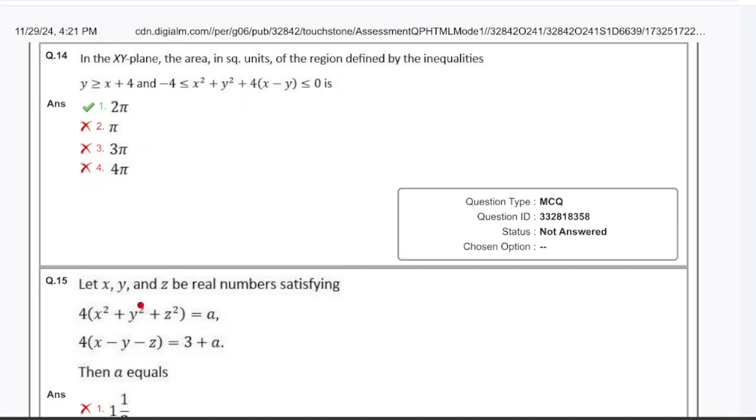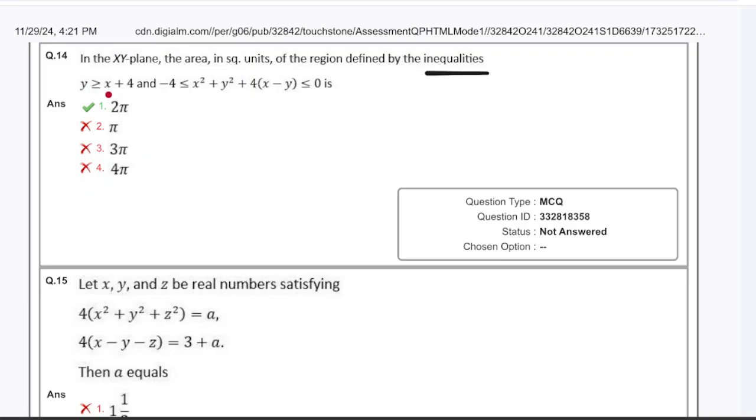CAT 2024 Slot 1 Quant. Question number 14. Now, this question talks about that in the XY plane, the area in square units of the region defined by inequalities. So, the question was on inequalities. How to go about that? Let's understand it. It says y is greater than or equal to x plus 4.